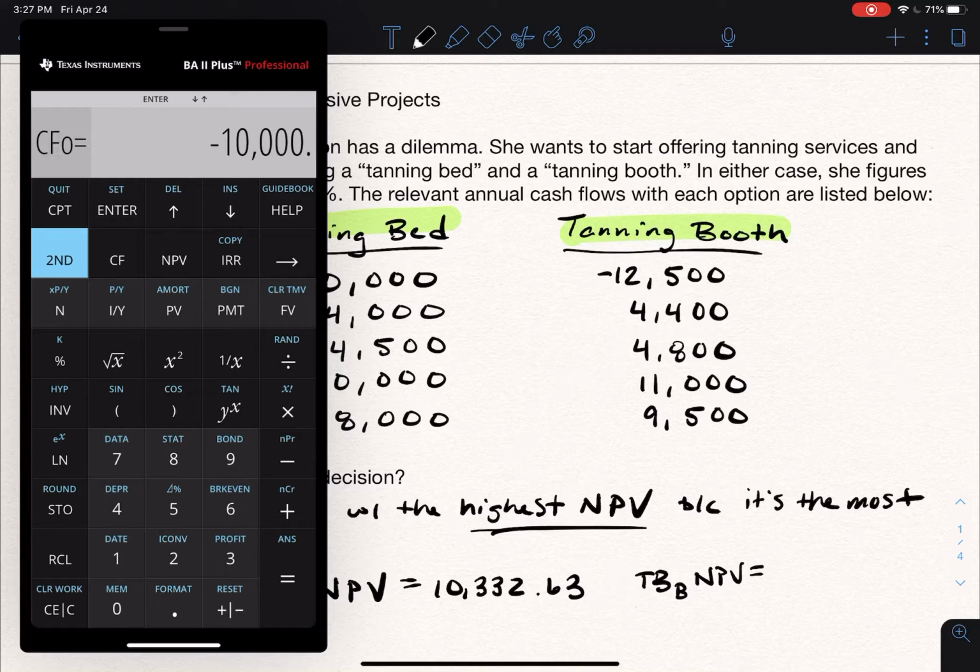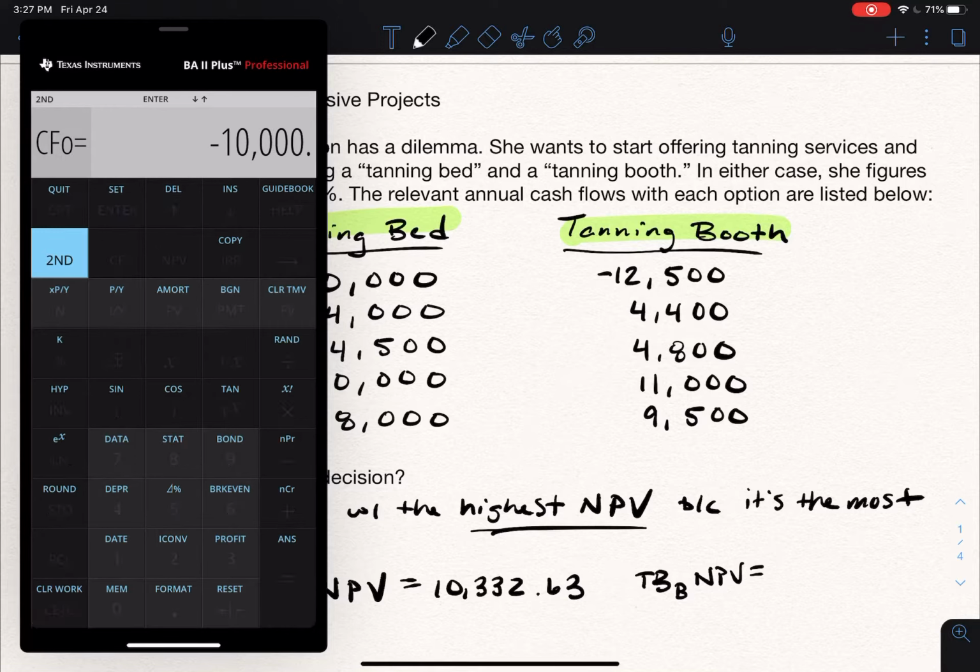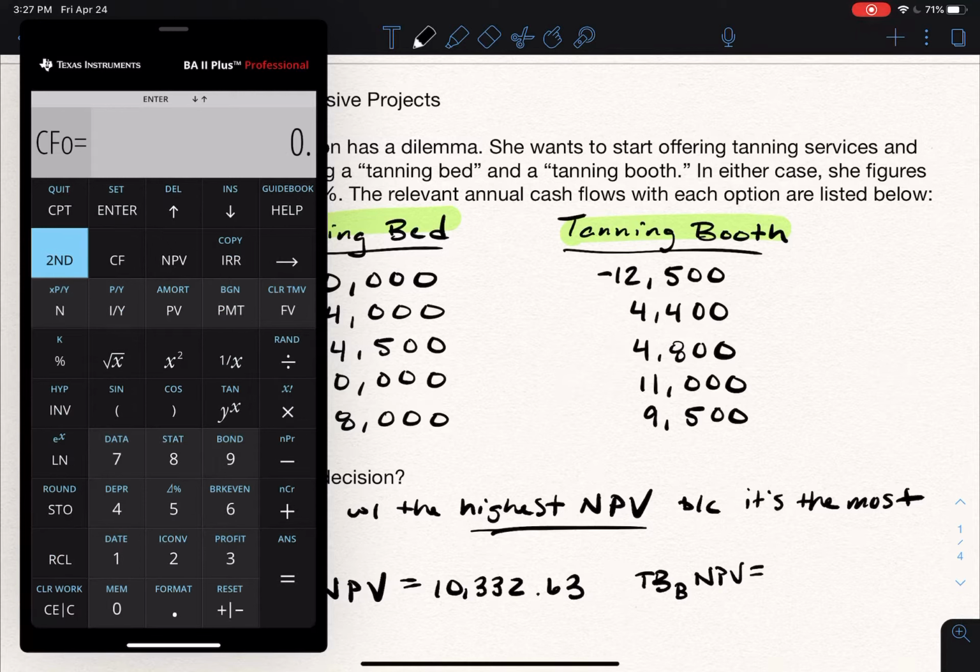So when I go back to my cash flow menu, well, darn it, that did not clear it. Let's see if that worked. Hold on. There it goes. So you have to be in your cash flow menu. You go to the menu and then hit second, clear work, and that will clear it out, so you know you're starting with a clean slate. Okay? But from there, it's really easy. I mean, we can breeze through these types of problems.